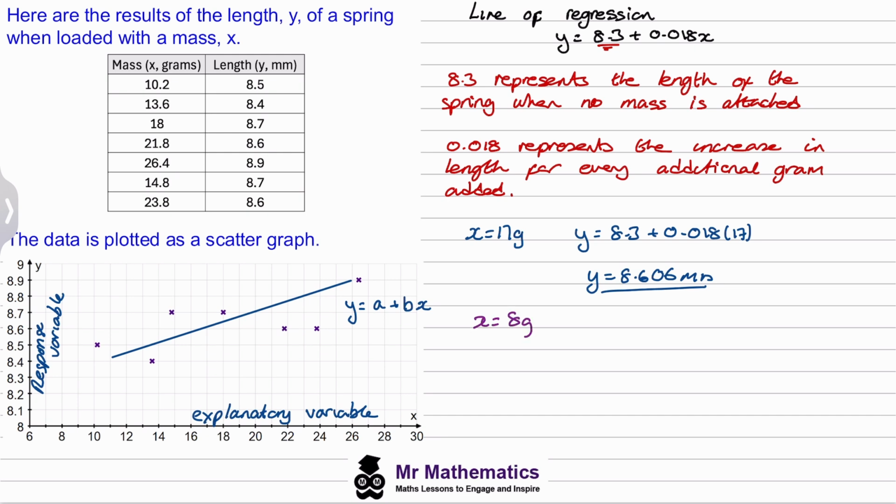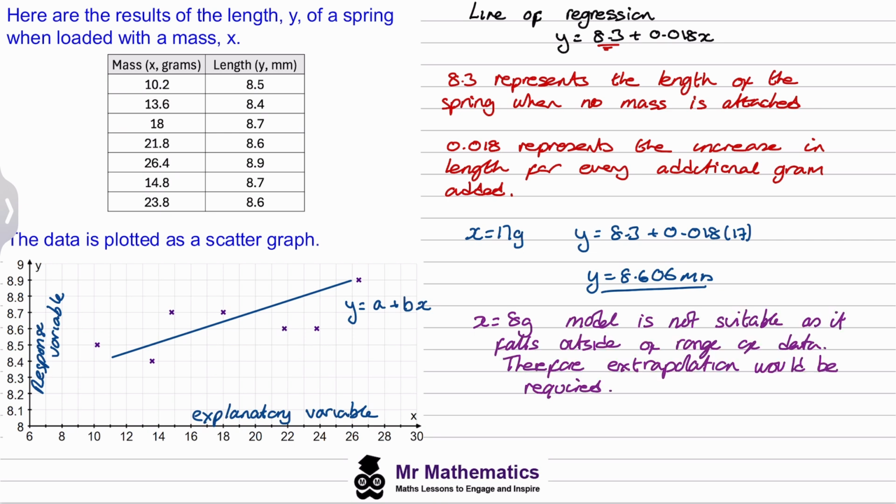Okay? But we couldn't use our model to work out the length of extension when a mass of 8 grams is added. Because can you see that the 8 grams falls outside of the range of our data collected? This means that we would have to extrapolate, which is something we shouldn't do with models of regression. So we need to say that when x is 8 grams, the model is not suitable as it falls outside the range of the data, and therefore extrapolation would be required. Okay? So that covers the basics of models of regression.